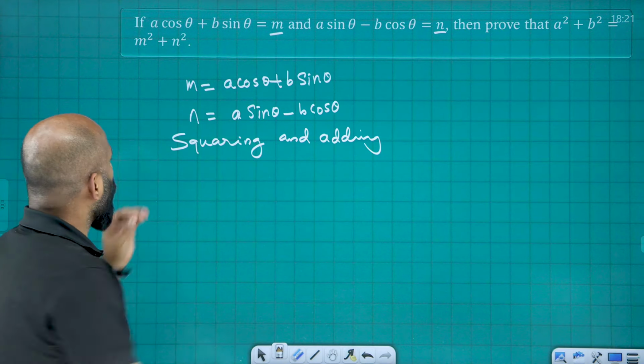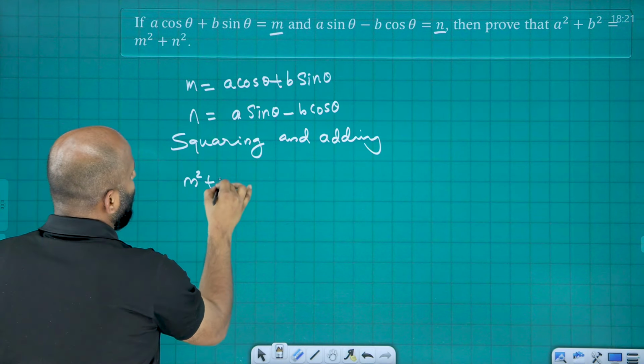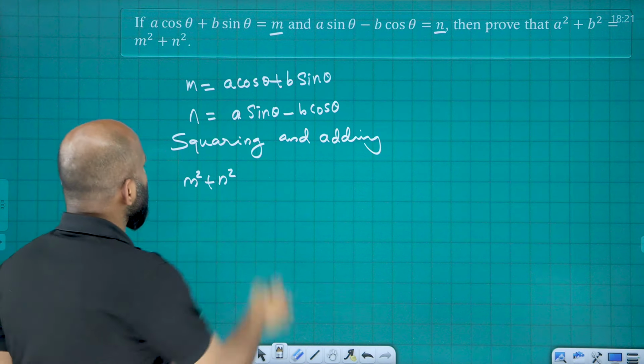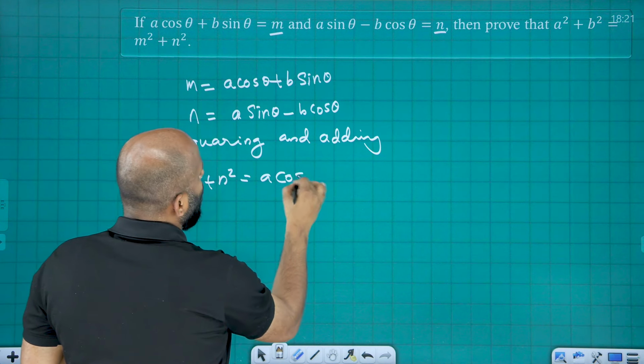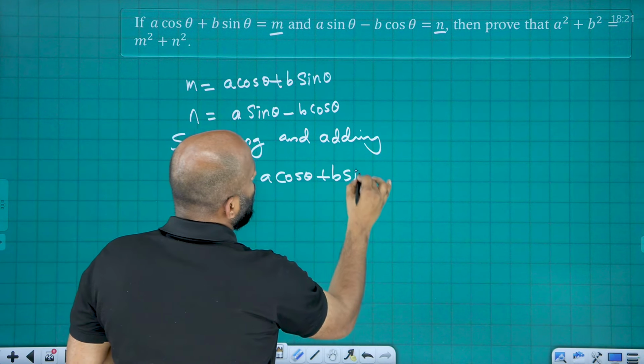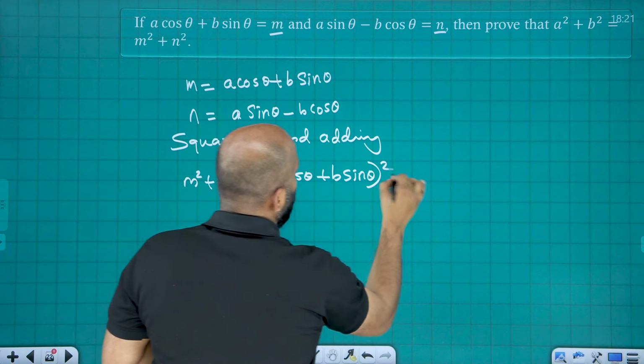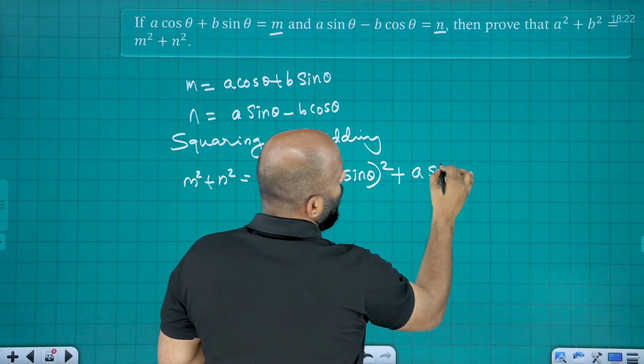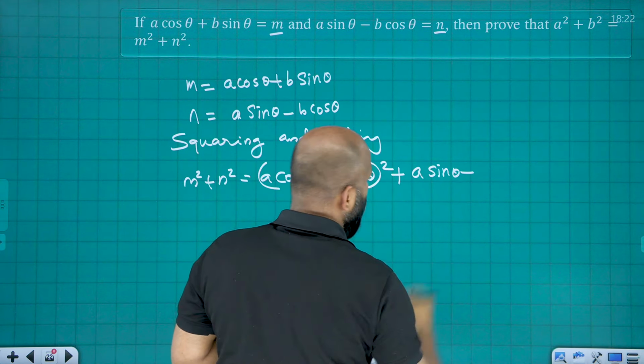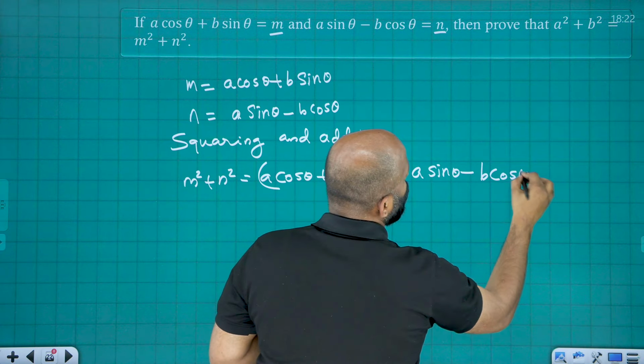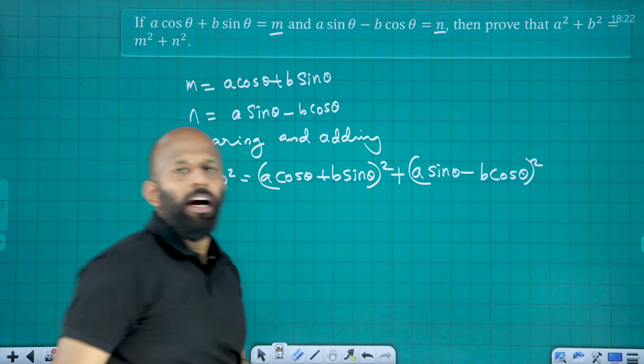Squaring and adding. Now what will we get? m square plus n square, that is the left hand side. m square plus n square is equal to (a cos theta plus b sin theta) whole square plus (a sin theta minus b cos theta) whole square.